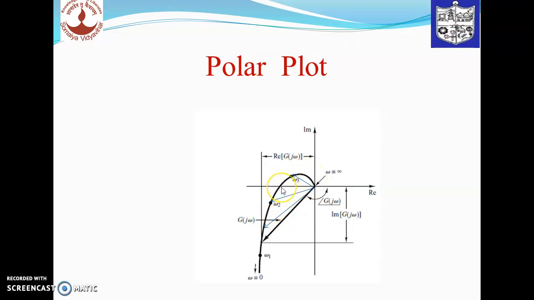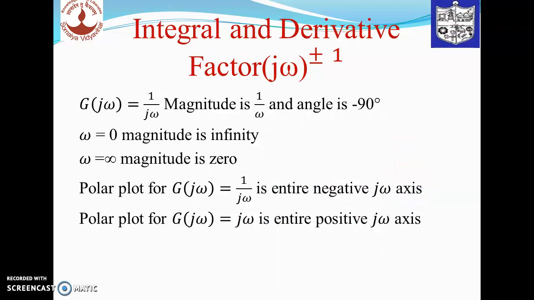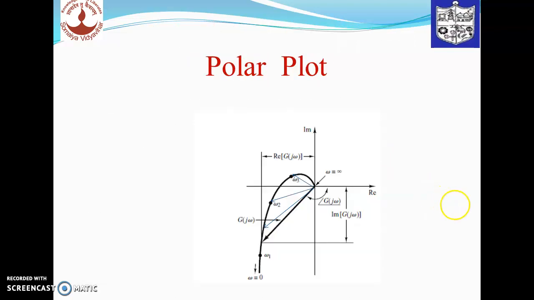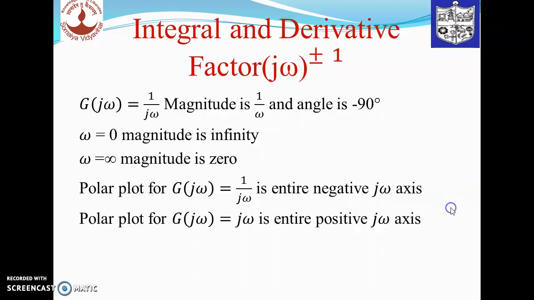And to get this point, that is where the polar plot cuts the real axis, how we can do it is we will have a number which is in terms of real part and j omega part. So at this point we know that the j omega part is 0. Equating the j omega part equal to 0, we can get the cutting with the real axis.